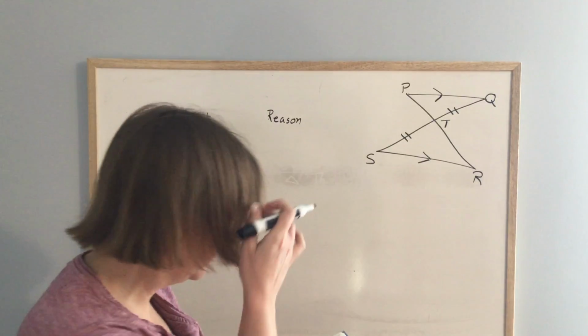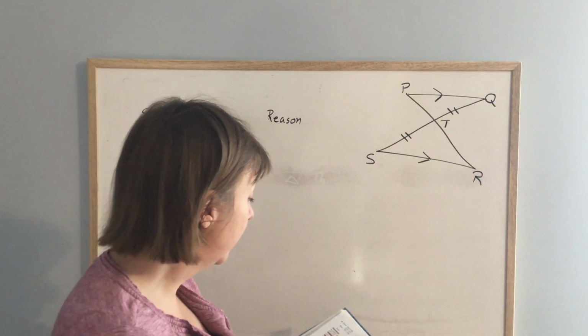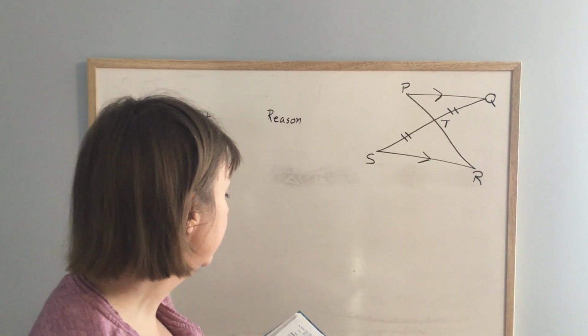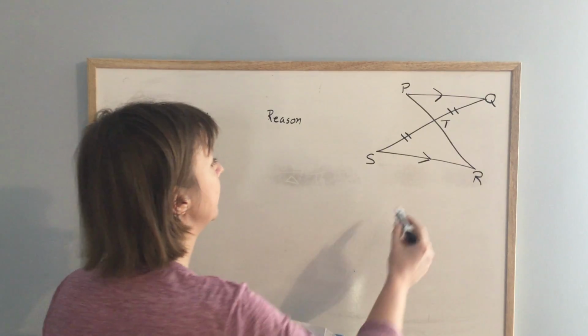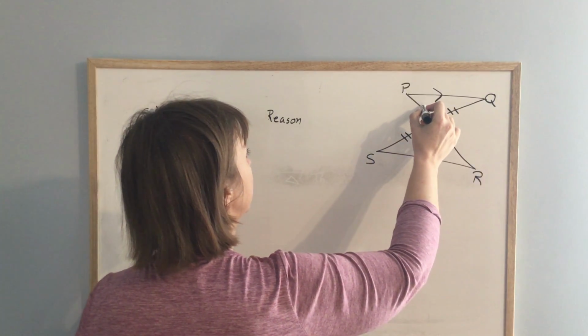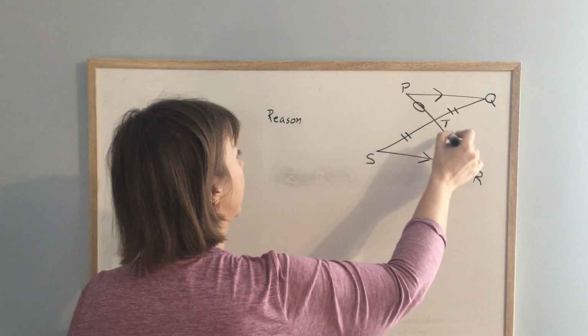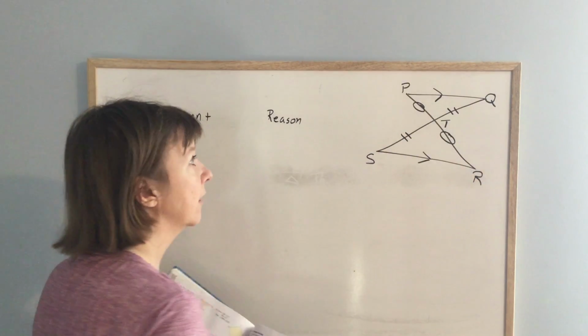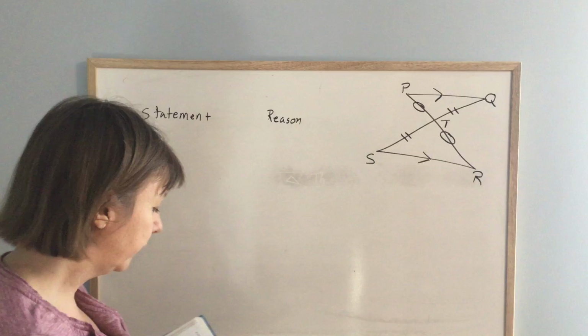So in this one, they want us to prove that TP is equal to TR. So they want us to prove, I'll just put a little circle, that this is equal to this. That's what they want us to prove, all right?